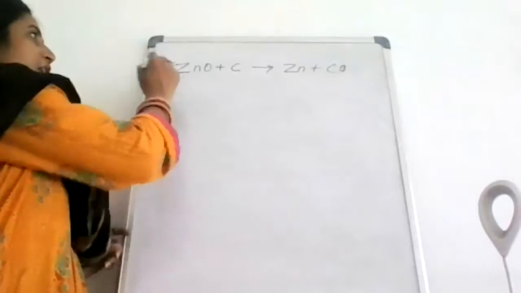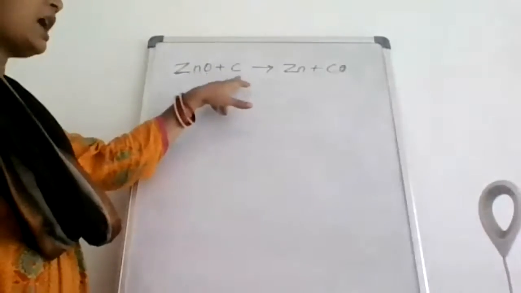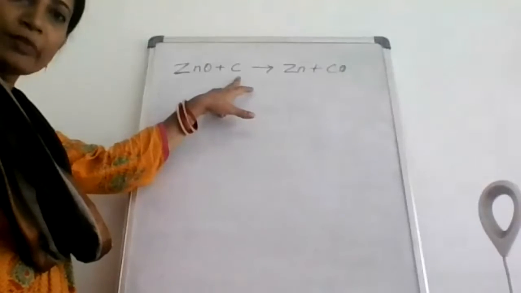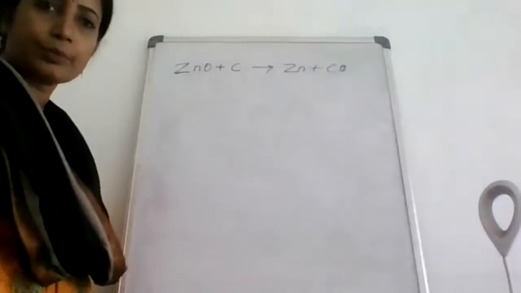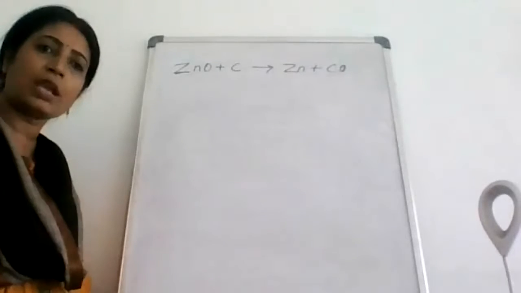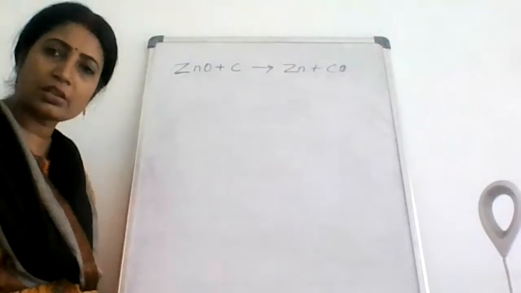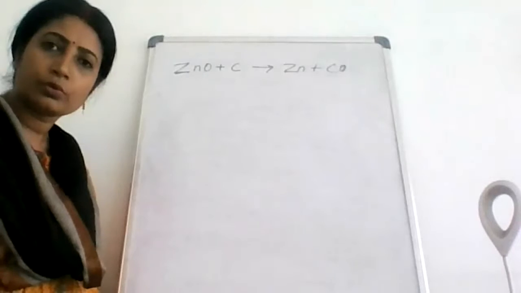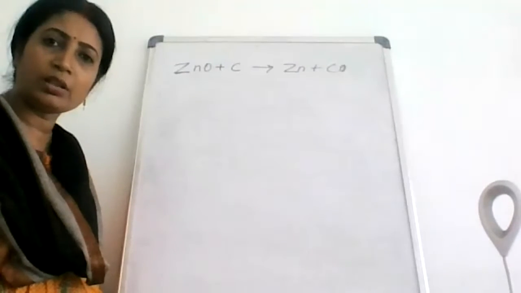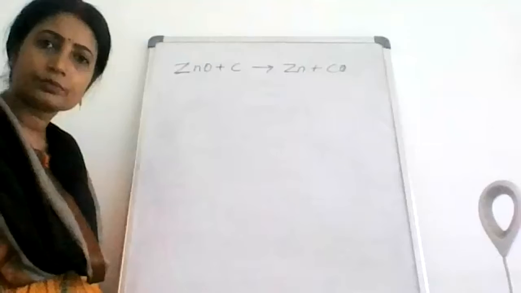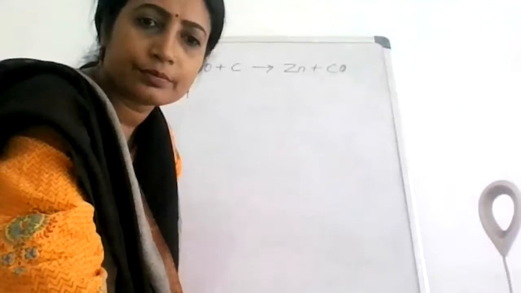Now, this is the second question which I have given you. Zinc oxide reacts with carbon, in the form of coke, to give zinc plus carbon monoxide. You have to prove this reaction also as a redox reaction. Do it fast and then show me your notebook. Open your video and show it to me. Two minutes.